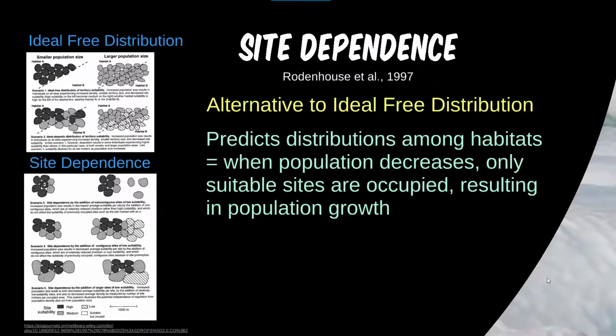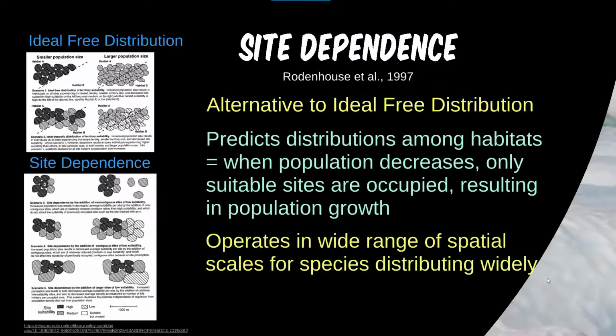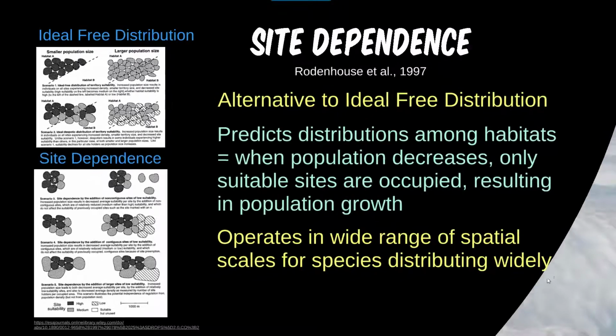So by comparison with site dependence, it allows you to predict the distributions among the habitats, and also states that when the population decreases, only the suitable sites are going to be occupied, which results in population growth. It operates in a wide range of spatial scales for species distributed both in small habitats as well as widely.